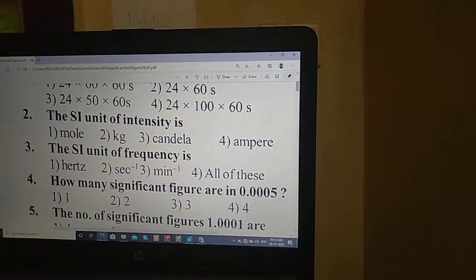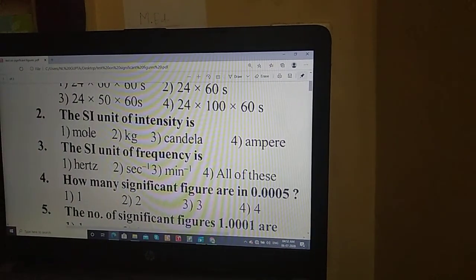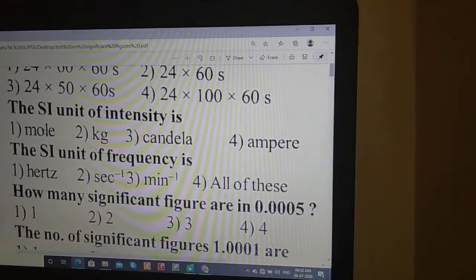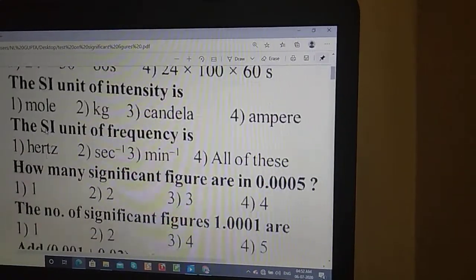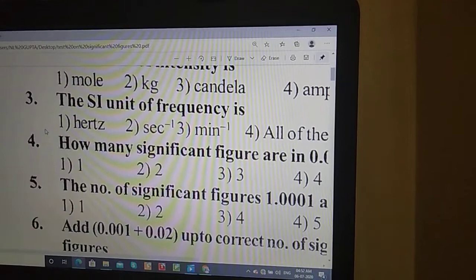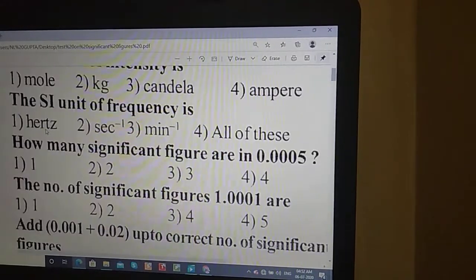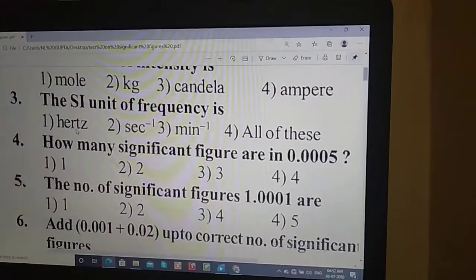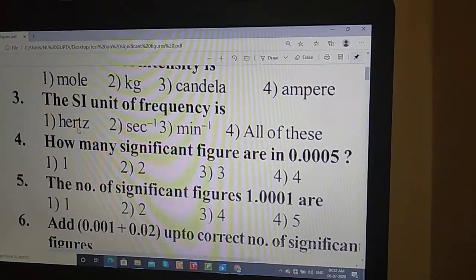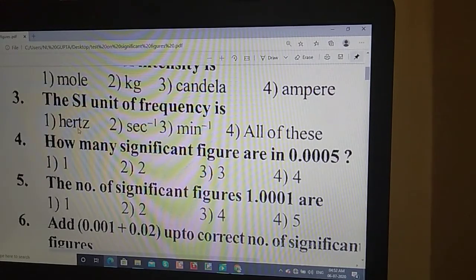What is the other question? Question number 5, student, is telling us the number of significant figures in 1.0001. Dear student, this is very basic one. Why am I saying this is very basic, student?